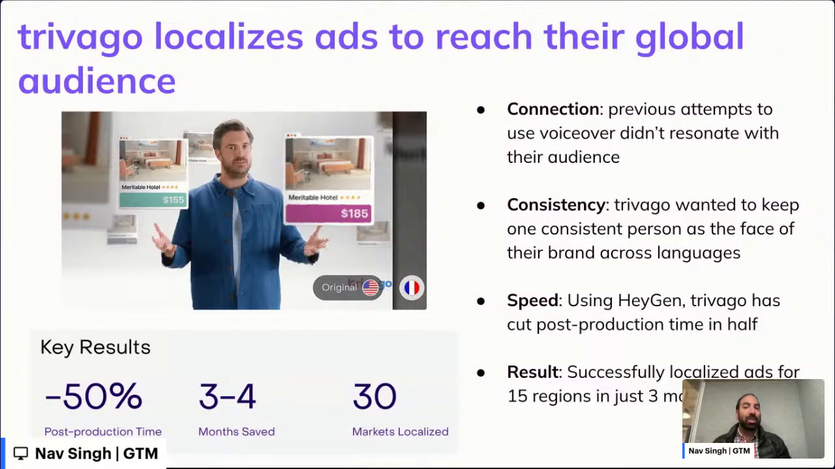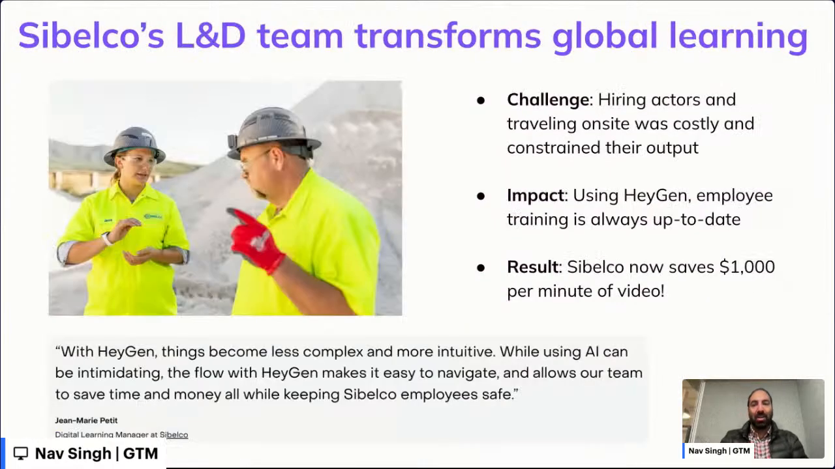So Trivago actually used HeyGen to localize their ads. So let's say you shoot them in English, but you want to go and take them to the French market or a German market. You can record your ad one time and then use HeyGen to translate it, making it a lot more cost effective to go and launch it in a new geo. So this is just one great marketing example I like to share.